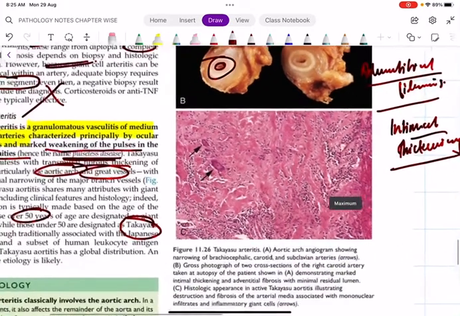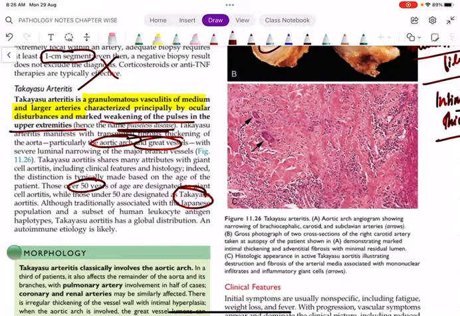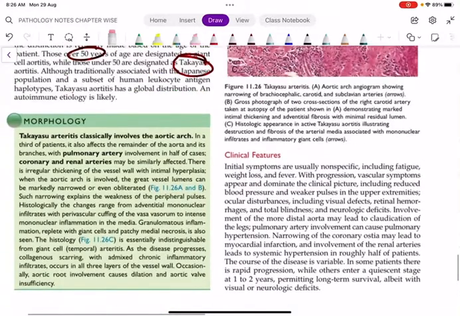Now let us see the morphology. So what are the features? Pulseless disease. I have already given the typical case scenario they will give. I told you it classically involves the aortic arch, then the pulmonary artery. Even the coronary and renal arteries will be involved. There will be irregular thickening with intimal hyperplasia, lumen obliteration.